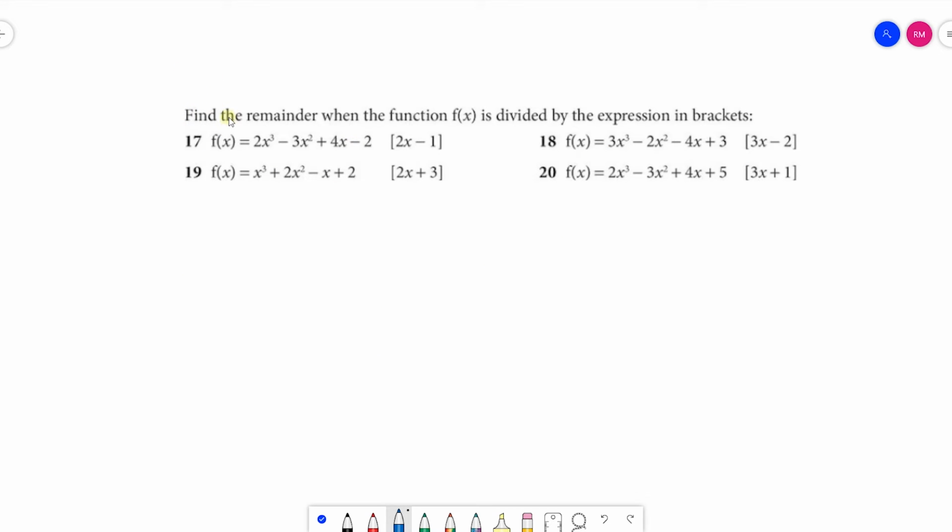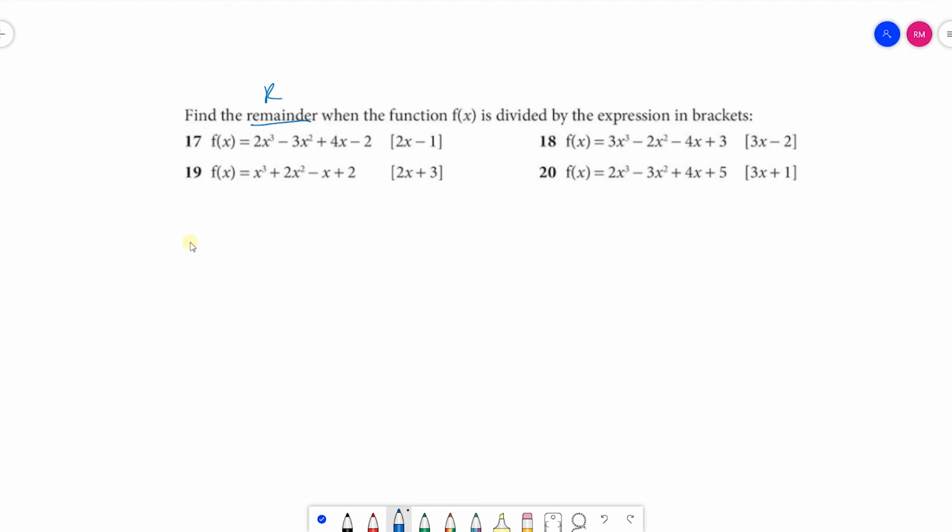Okay, they're asking us to find the remainder only, again, when the function f(x) is divided by the expression in the bracket. So when we divide these expressions by the one in the bracket, we will be getting the answer as well as the remainder, correct? But in this situation, they are not asking us to find the answer. They're asking us to find the remainder. So whenever we are asked to find the remainder only, we can simply use the remainder theorem to solve it.